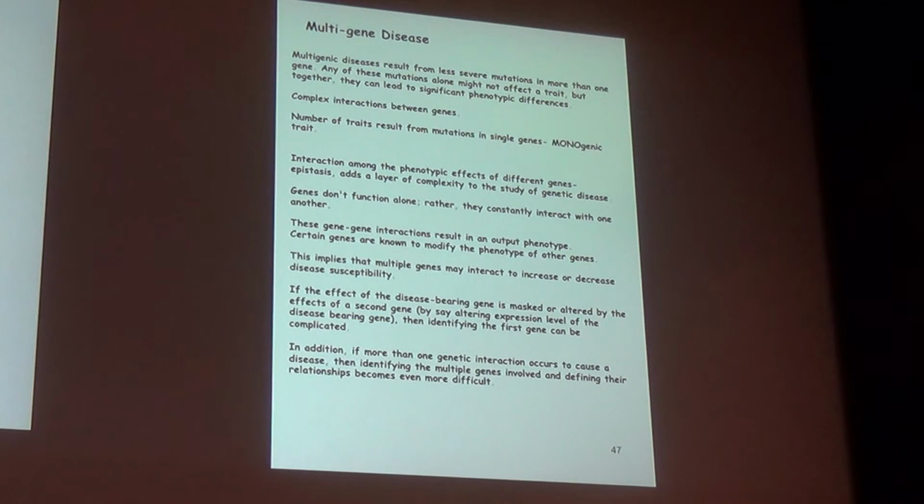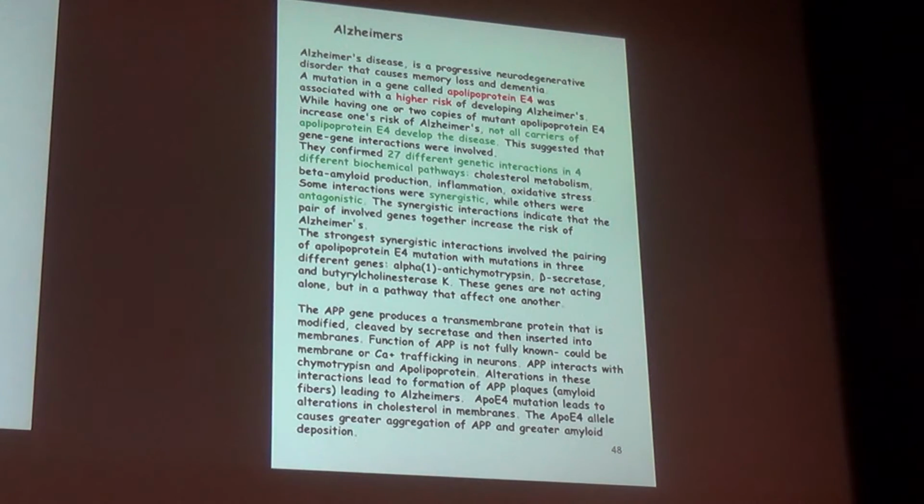Okay. So many multi-gene diseases result from mutations in more than one gene. And a number of traits result from mutations of this. These are all very complex gene traits. All right, Alzheimer's is one, and this is a rather famous paper in the Alzheimer's field, where they did a huge analysis. And in Alzheimer's, basically, there is a mutation in the gene called apolipoprotein E4.